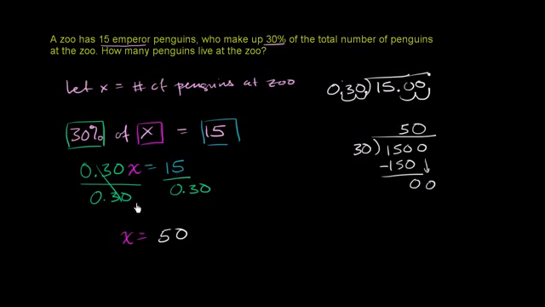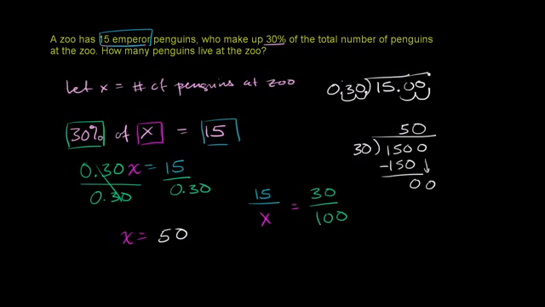Now, there is another way of doing it. You could say the fraction of emperor penguins over the total number of penguins at the zoo. You could say 15 over the total number of penguins at the zoo is equal to 30%. Percent literally means per hundred. So it's equal to 30 for every 100. And then you could solve for this right over here.